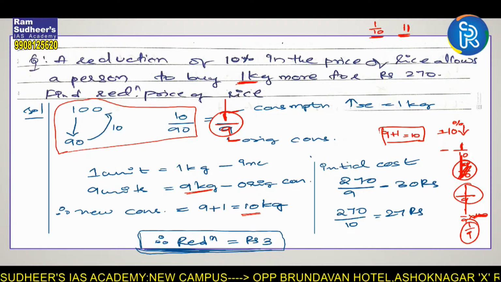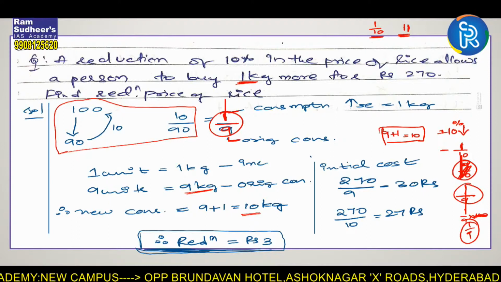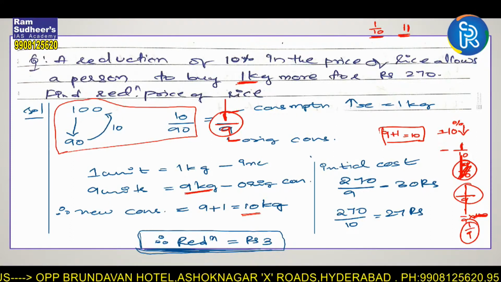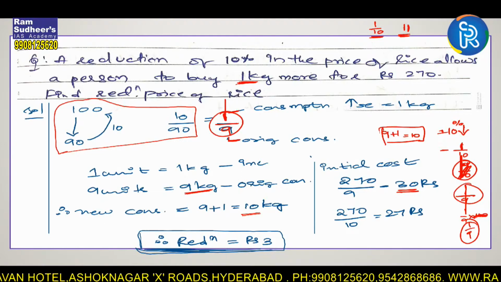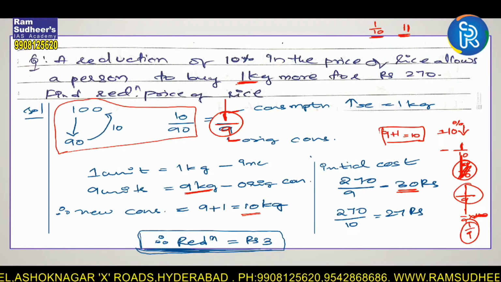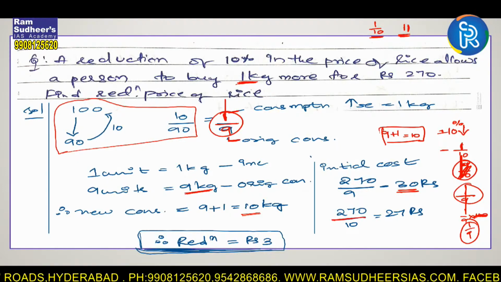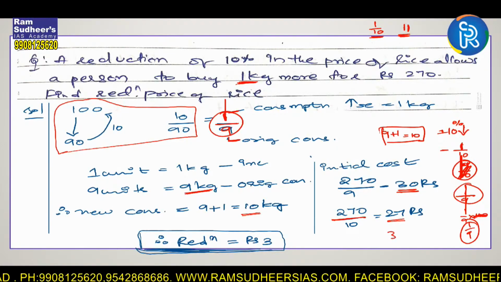But the question is asking for us the reduction in price. Now, for 270 rupees, originally he used to obtain 9 kgs, which means price for 1 kg of rice is 30 rupees, 270 by 9, 30 rupees. And now, after the price fall, he is able to obtain 10 kgs of rice for the same 270 rupees. Therefore, 1 kg of rice would be 27 rupees. Therefore, reduction in price is 3 rupees.